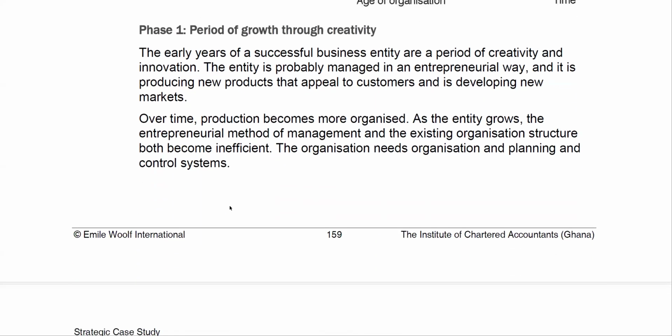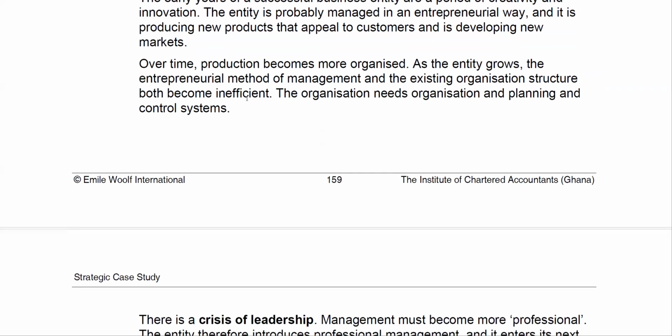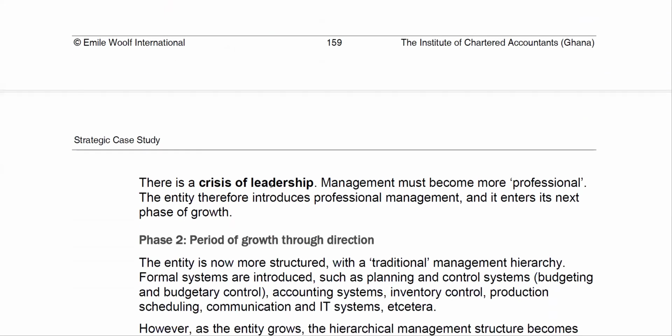Now, let's look at phase 1, which is the period of growth through creativity. The early years of a successful business entity are a period of creativity and innovation. So the entity is probably managed in an entrepreneurial way, and it is producing new products that appeal to customers and is developing new markets. Over time, production becomes more organized as the entity grows. The entrepreneurial method of management and the existing organization structure both become inefficient, right? The organization needs planning and control systems. And there is therefore a crisis of leadership, okay? So management must become more professional. The entity therefore introduces professional management and it enters its next phase of growth.